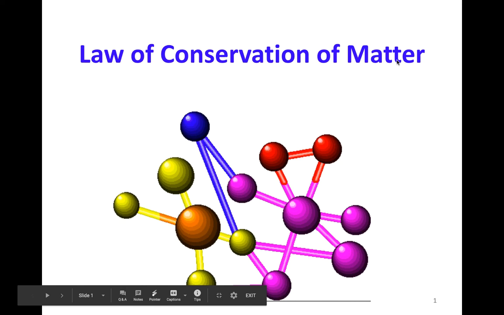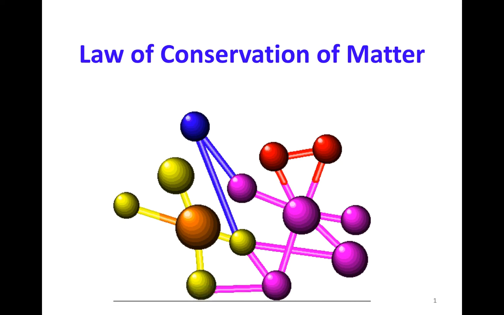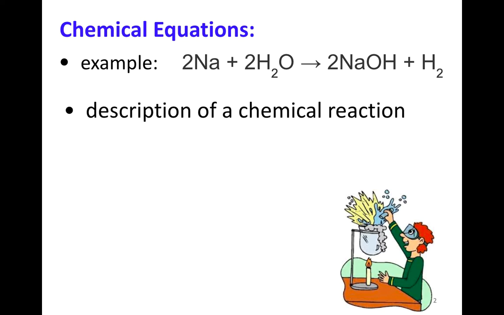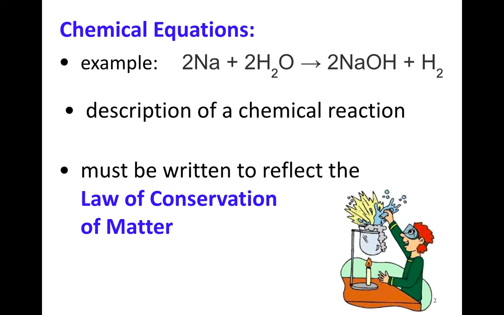Okay, today we're going to talk about the law of conservation of matter. So here's a chemical equation, and you should be able to recognize these parts by now, the reactants and products and coefficients and subscripts, and know what those mean. A chemical equation is just a description of what's going on in the chemical reaction. The key to this, though, is it must be written to reflect the law of conservation of matter.